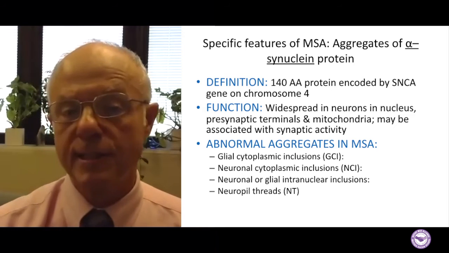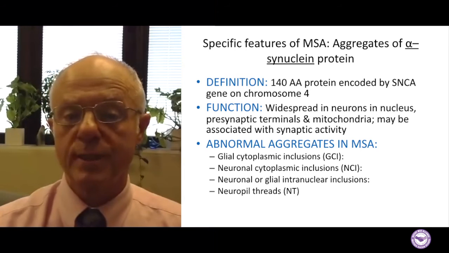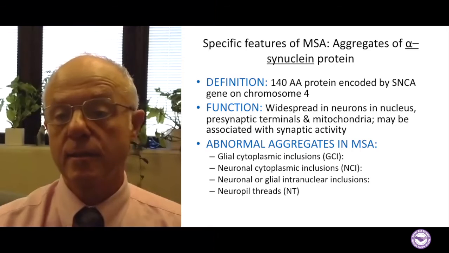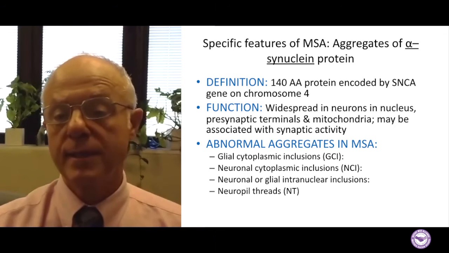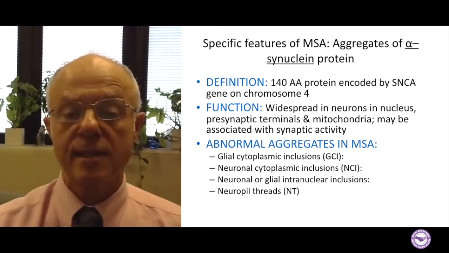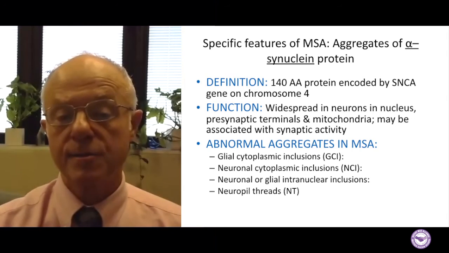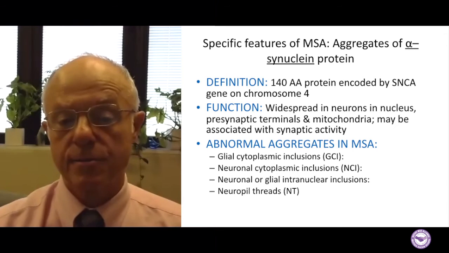Interestingly, for a lot of the neurodegenerative diseases, the abnormal protein that accumulates is really a normal protein. Alpha-synuclein is a 140 amino acid protein that's encoded by a specific gene called SNCA that's present on one of our chromosomes, chromosome 4. This protein is normally present in neurons, usually in the nucleus of the cell, that's the central part of the cell, but it's also present in some of the processes and the interconnections between the cells. It's thought to be associated with synaptic activity, but its actual function is incompletely understood.